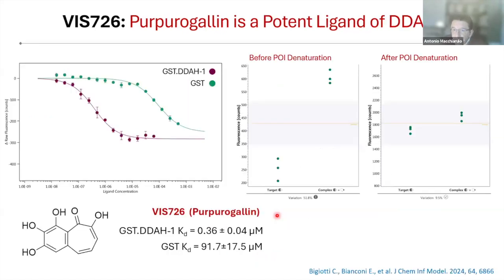The next step was then to better investigate the binding mode of purpurogallin to DDH1. And the first experiment that we did was to confirm the specificity of these interactions.